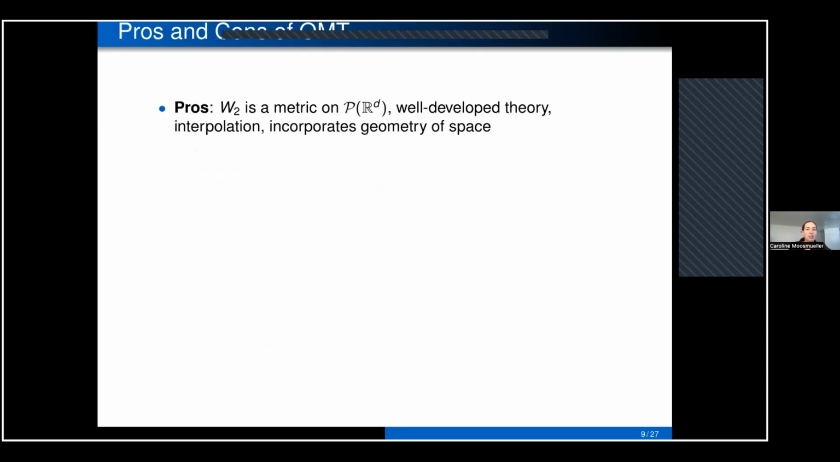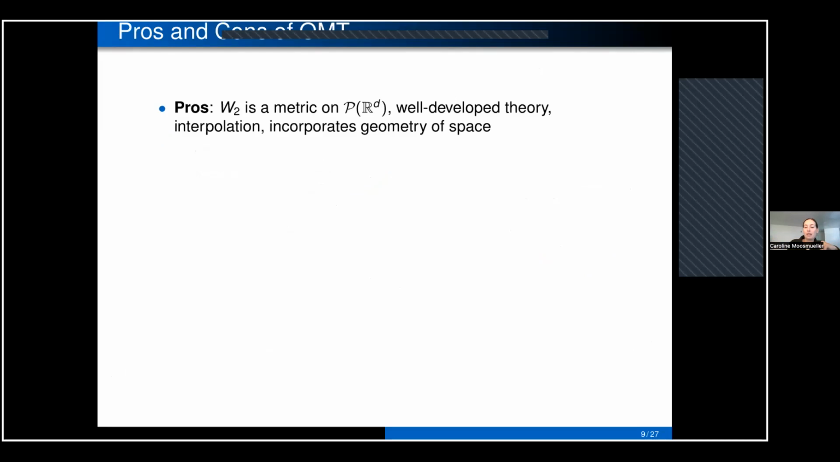First of all, I mentioned this before, the theory is very well developed. Many people have worked on this and still work on it. It's a metric on this probability space, which is useful. It's a distance. We can do interpolation between distributions in a very nice way. And it incorporates the geometry of the underlying space, right? In the thing I showed before, it's the Euclidean distance, but you can use different distances in different spaces.